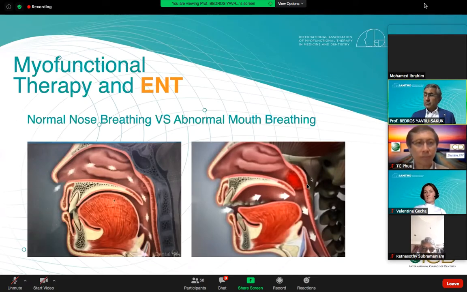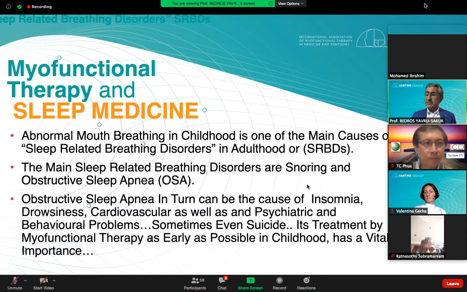If abnormal mouth breathing is not treated as early as possible in childhood, it can complicate into an SRBD, sleep-related breathing disorder, such as irregular breathing, snoring, or worse, obstructive sleep apnea. OSA in turn can be the cause of insomnia, drowsiness, cardiovascular problems, as well as serious psychiatric problems. Myofunctional therapy is a very important preventive care for SRBDs and especially for obstructive sleep apnea.